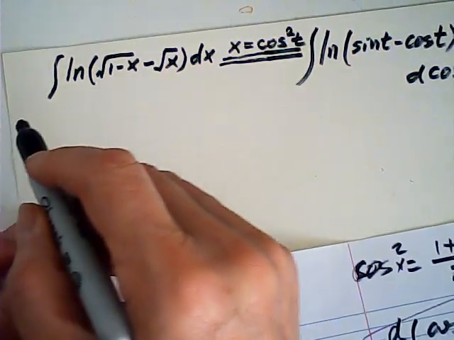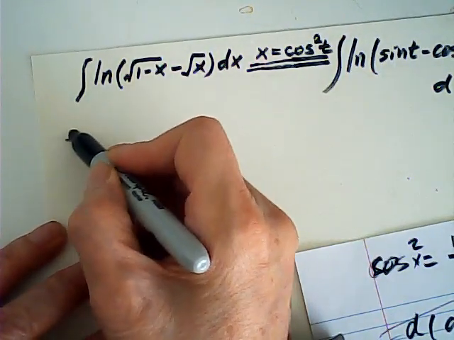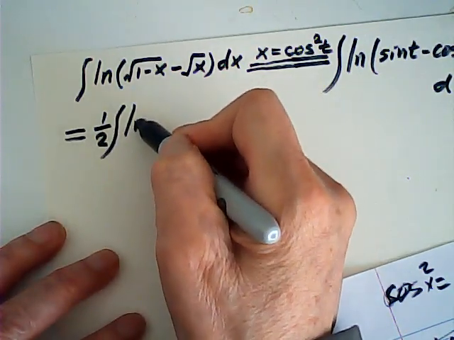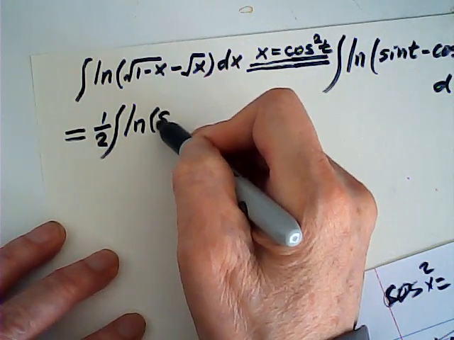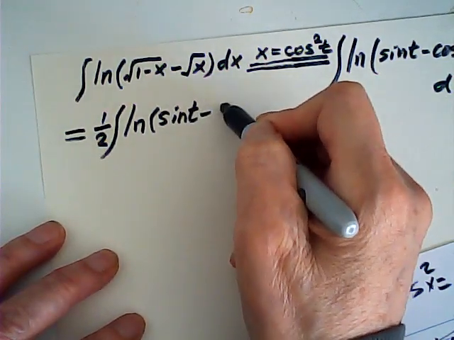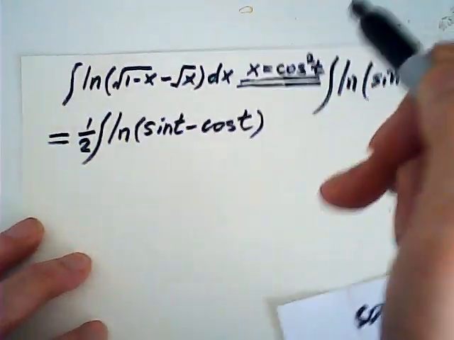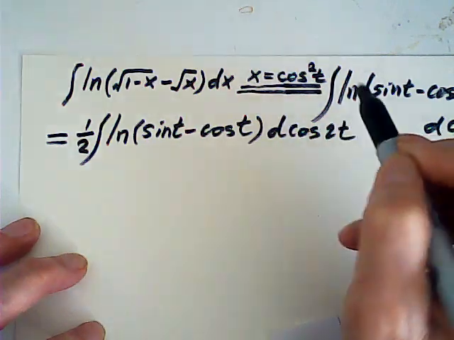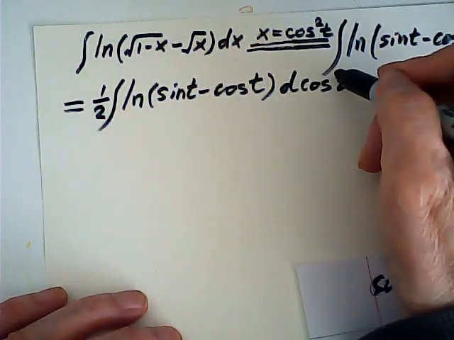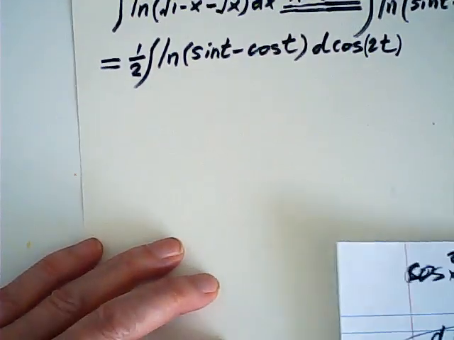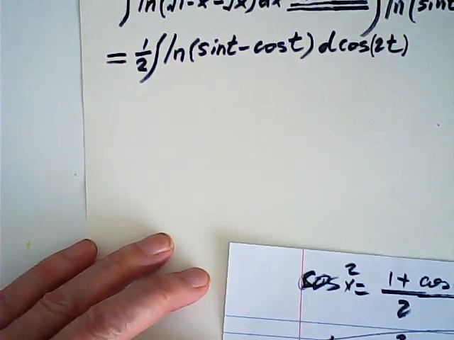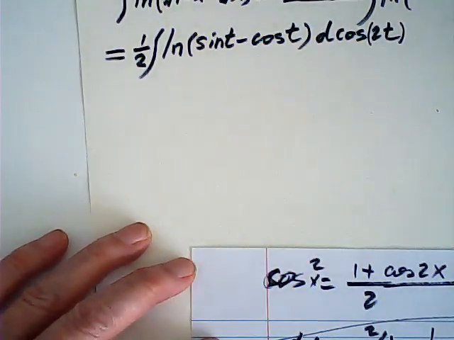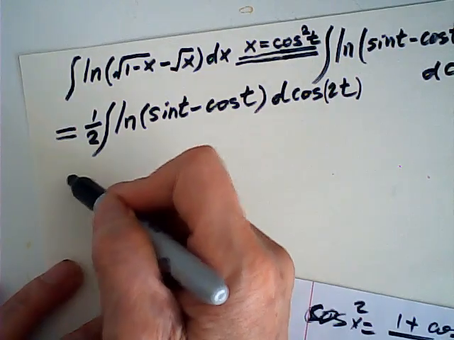So let me change this one. I bring half outside. This becomes a natural log of sine t minus cosine t, d cosine 2t. Okay, good. That's what I meant. All right. Now then, let me do it this way.